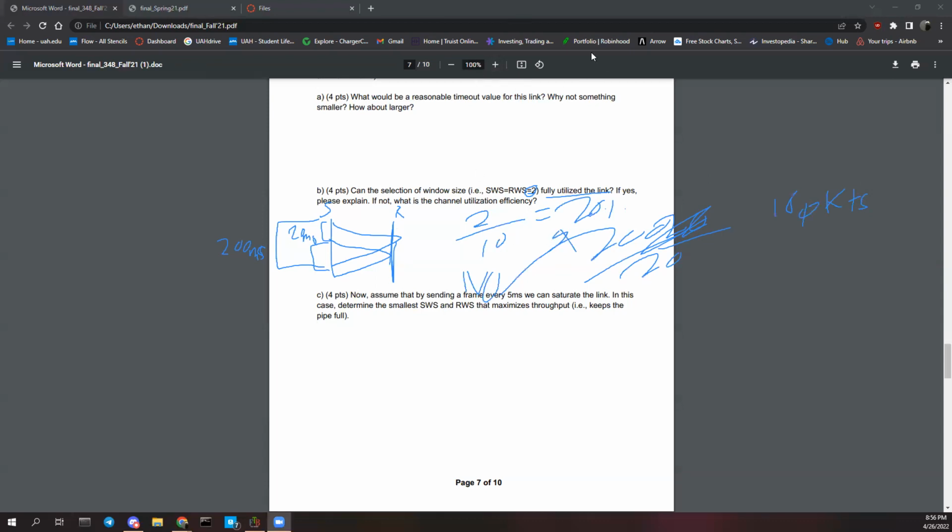Did I just stop screen share? No, you're good. Oh, I accidentally put away my annotate. That's what I did. All right, clear that.